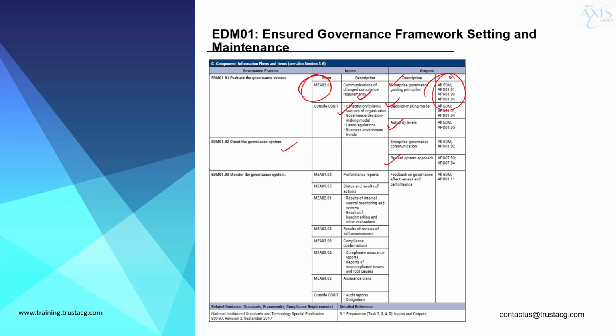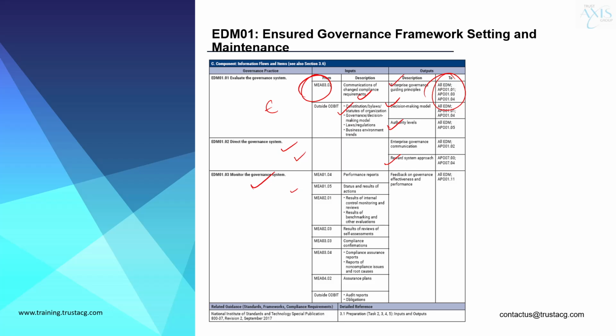And the third one was around monitoring the governance system. Once evaluation is complete and direction has been provided, whether the direction is actually implemented must be monitored, right? So the governance system must be monitored continuously to ensure that it is functioning effectively, any non-compliance is addressed, and improvement opportunities are always identified.